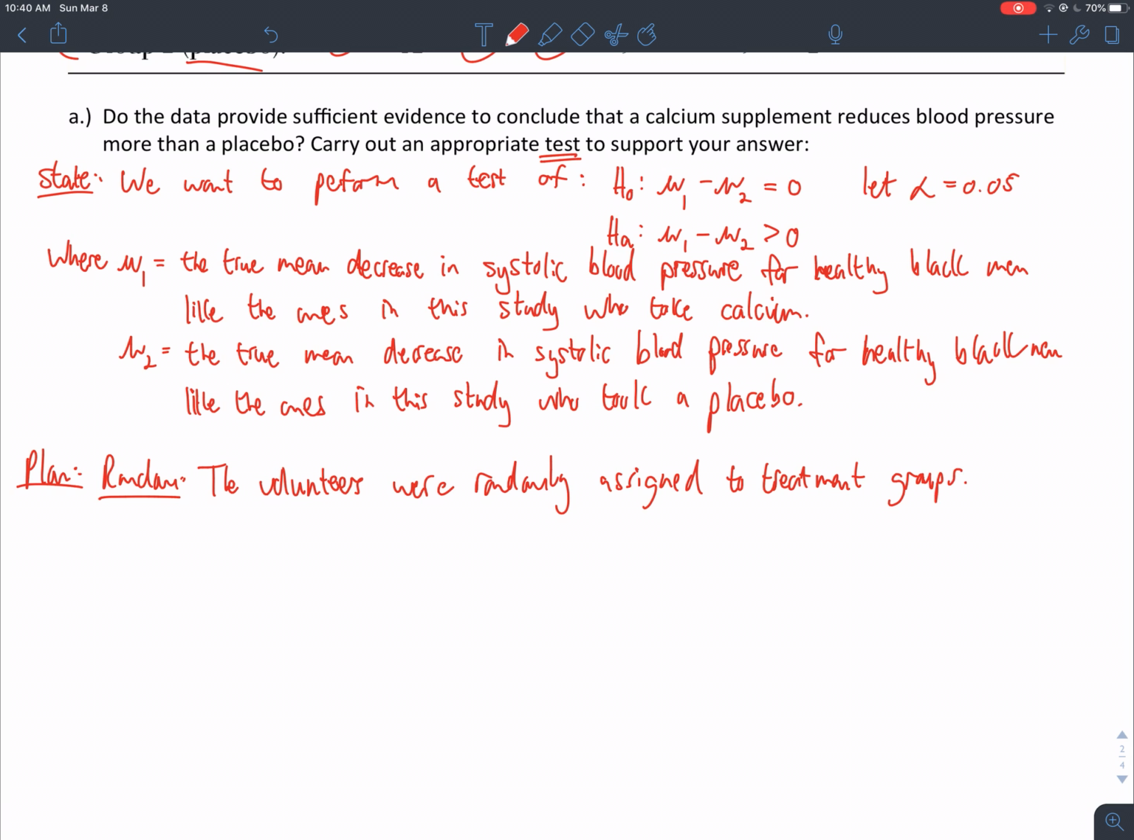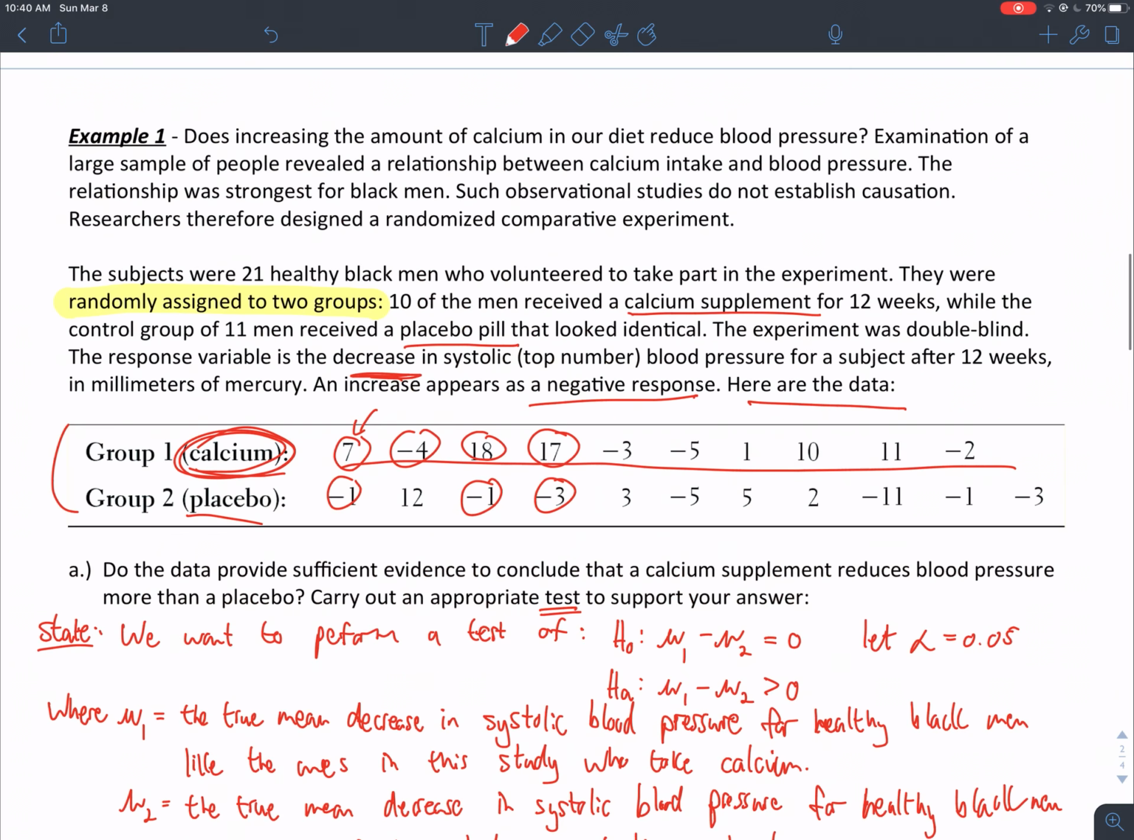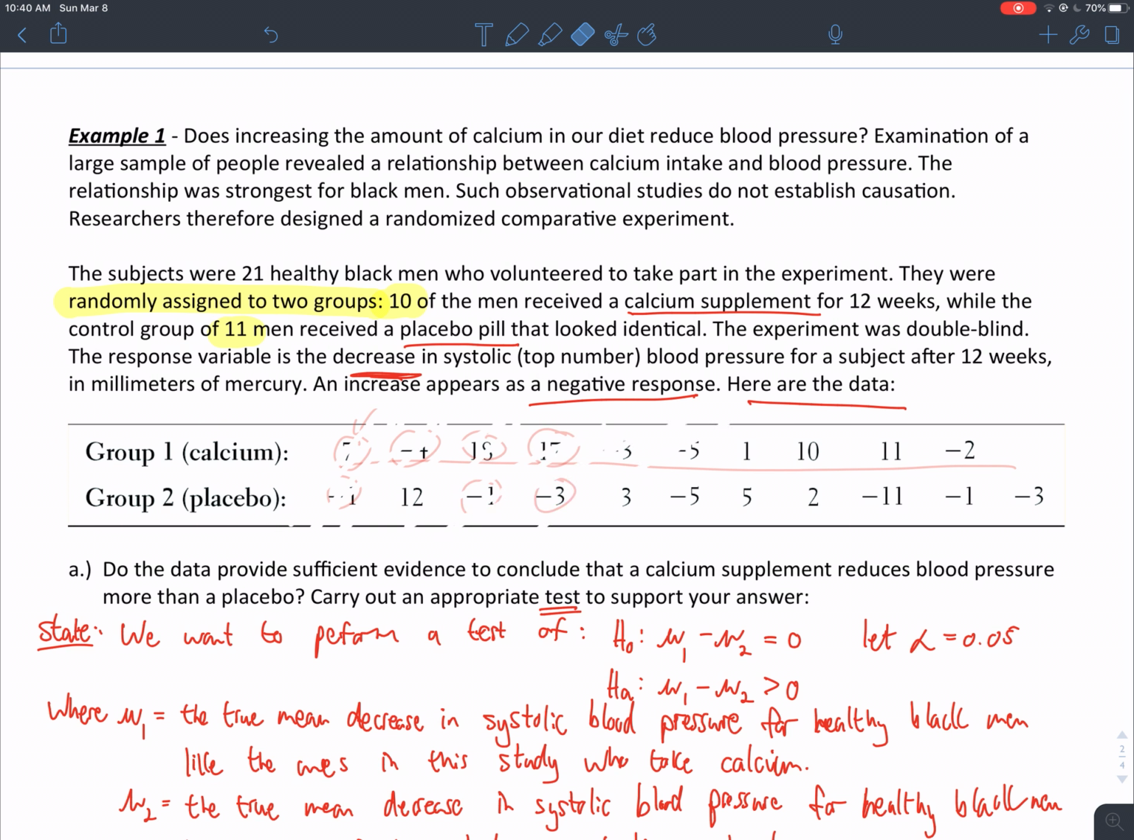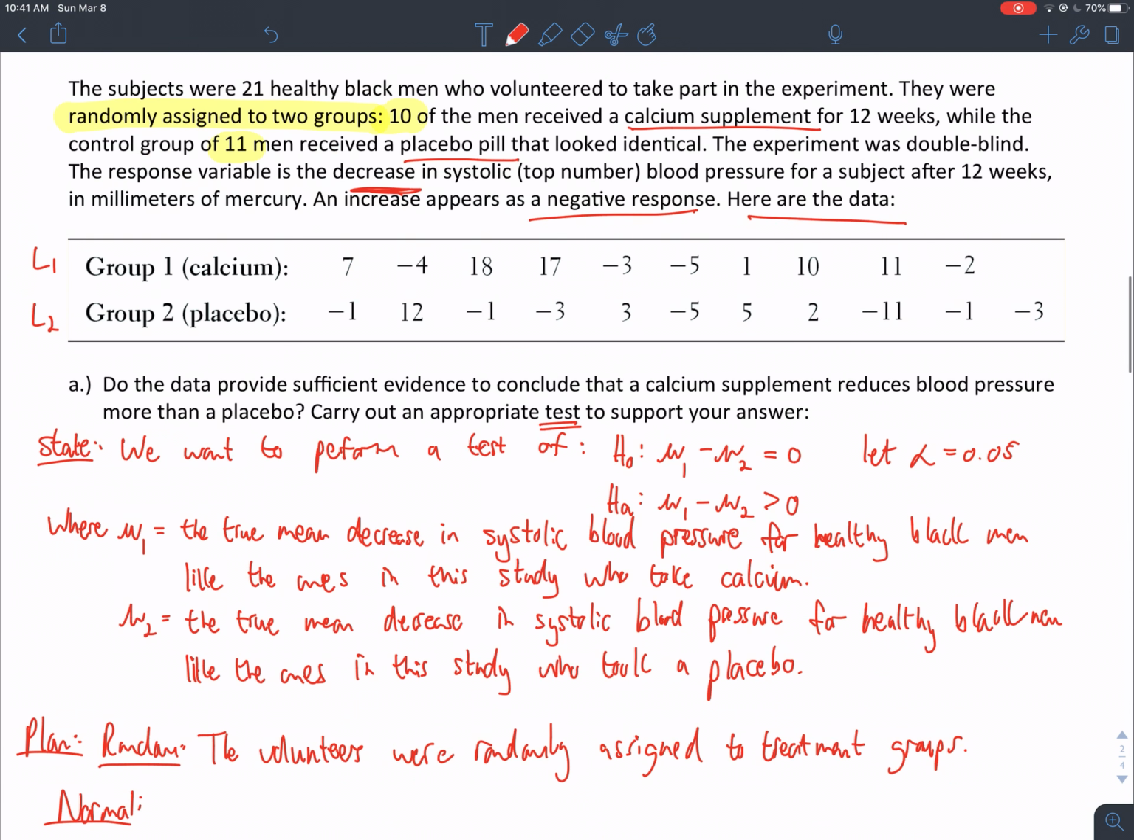And then normal. And you know that we have a problem here because our sample sizes are 10 and 11. Oh no. So you need to go and put the data in your calculator. Let me erase some of this stuff. I would call this list 1, I would call this list 2. Enter it in your calculator. And then make a box plot. Remember the box plot that shows outliers. And if you make the box plot, I think you get this.